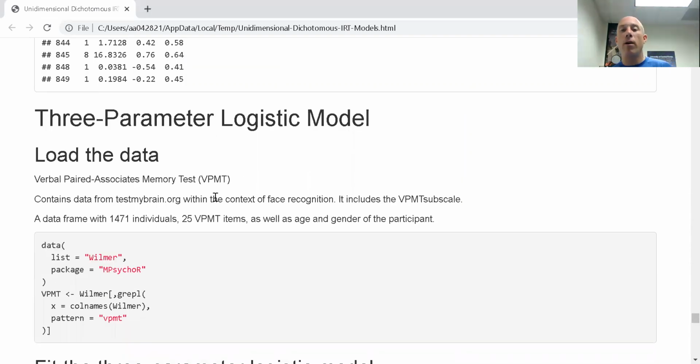Now, the next one we want to consider is student guessing. So here we're going to do a 3-parameter logistic model. It's going to be the same model as we had before, but we're going to tack on a parameter for a student's ability to guess.